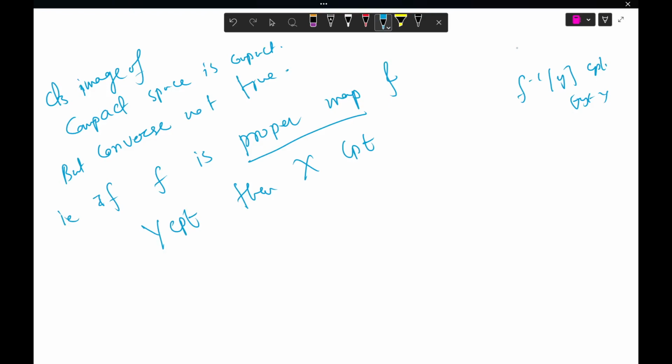Okay, sir. Actually in the notes there is something written that if F is a proper map, then the inverse image of a compact subset will be compact. Okay, so is it a theorem in the notes? Yes, sir, something similar is there. Actually it is a problem, and anyway since this is a theorem, there is no point to this problem.